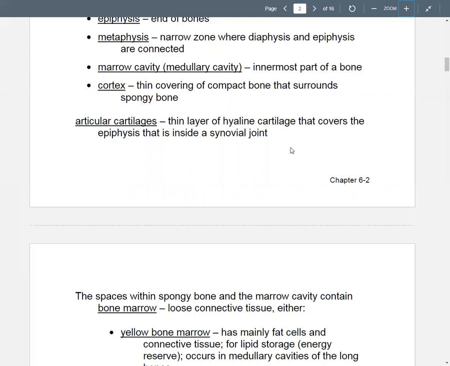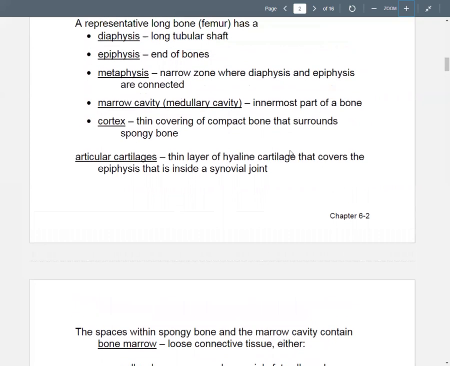All right, so let's take a pause and talk about the types of bones and the parts of a long bone. So you can talk with your partner about that. And you can do that at home as well.